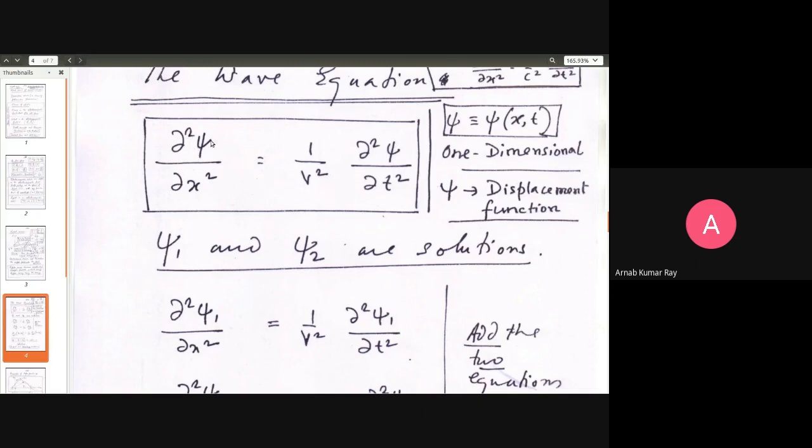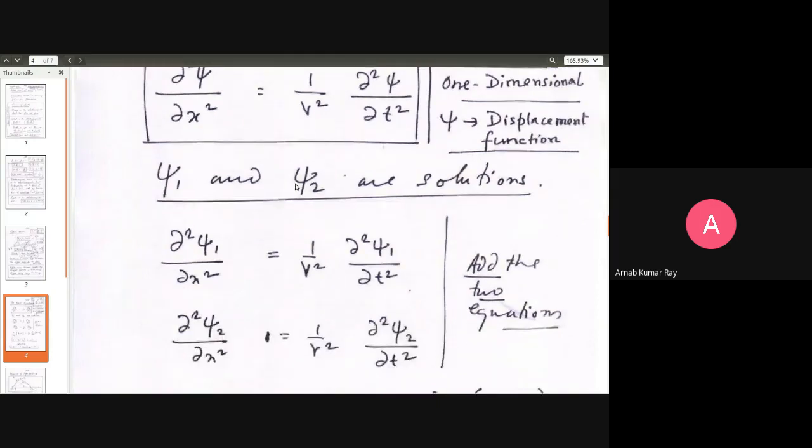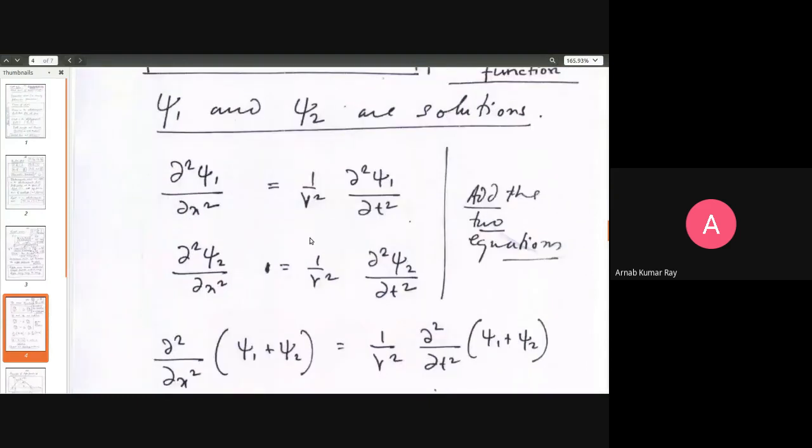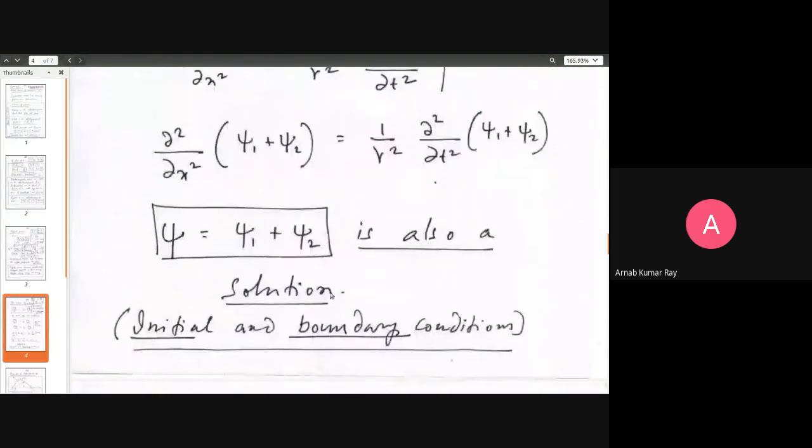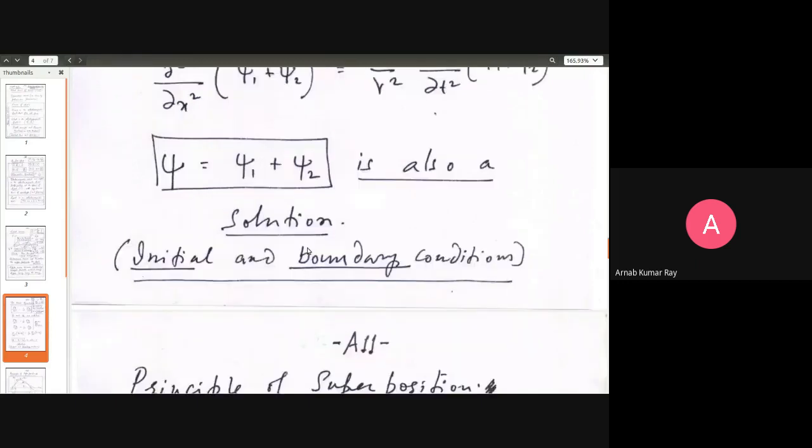Linear, as in you just have psi occurring in the first power and nothing else, only that. If you have psi occurring in the first power and in no other form, you can call this equation a linear second order partial differential equation. So if psi1 and psi2 are solutions, then their superposition, the summation of psi1 and psi2, is also a solution.